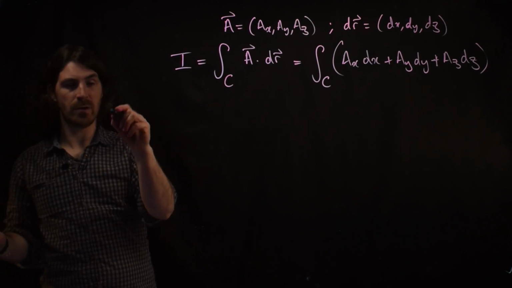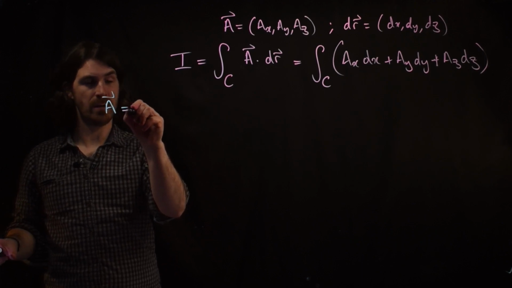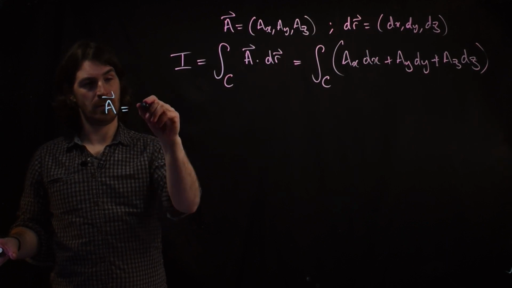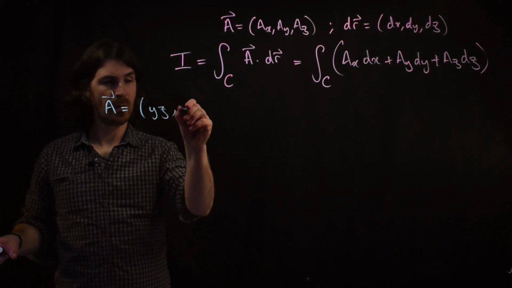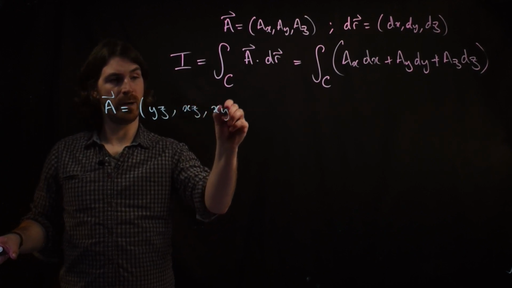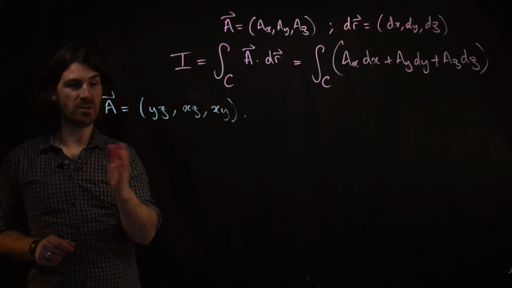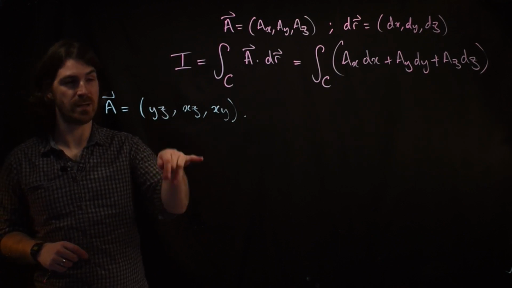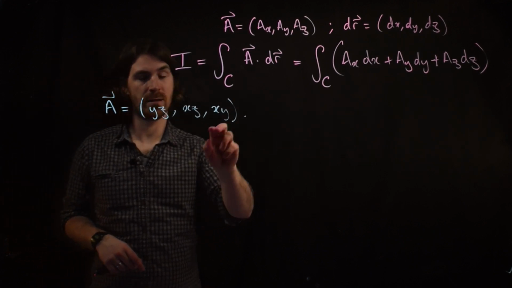Let's think about a vector field given by the components yz, xz, xy. So this is a vector that changes everywhere you move in space, and depending on where you are, the x, y, and z components of the vector are yz, xz, and xy.